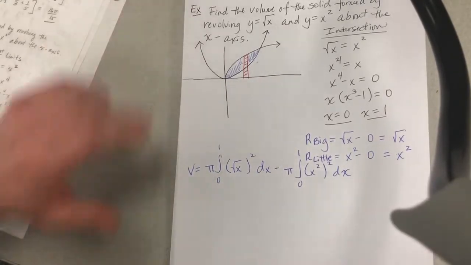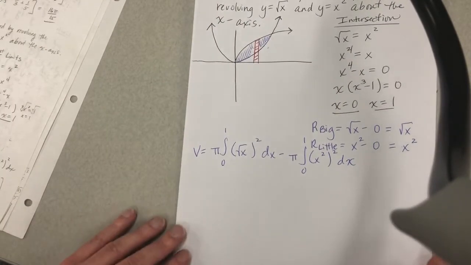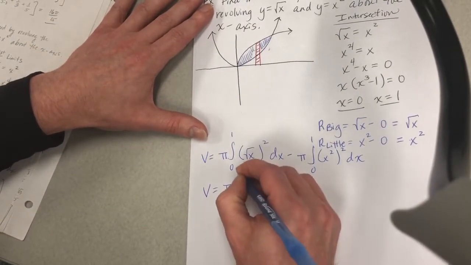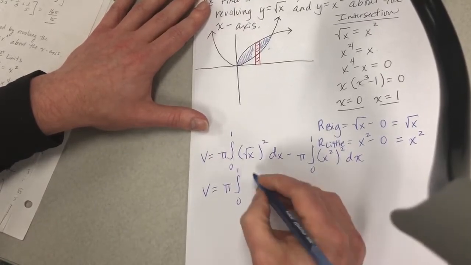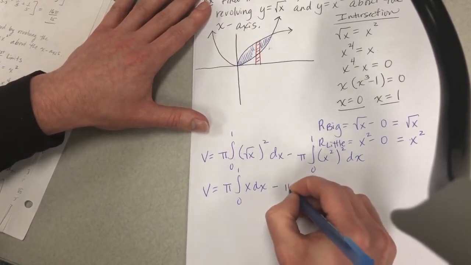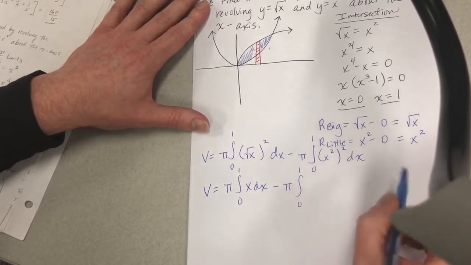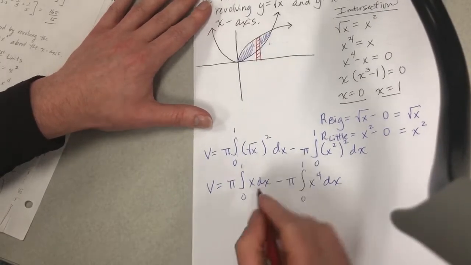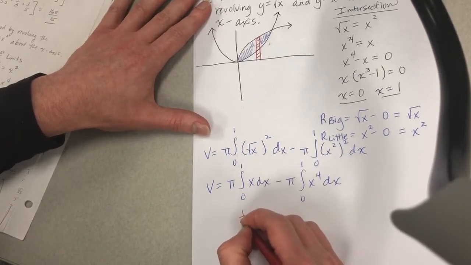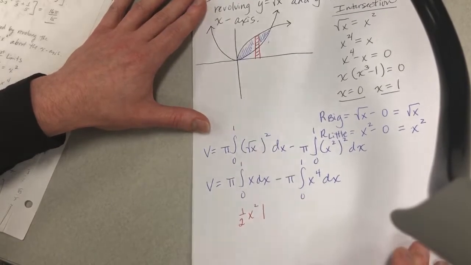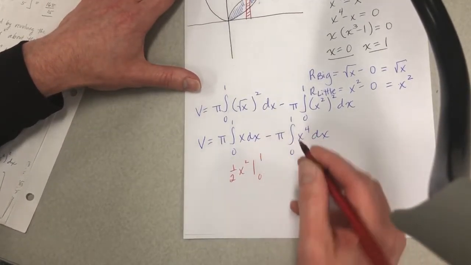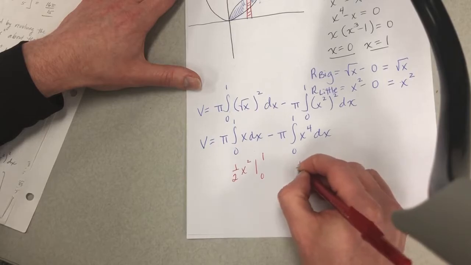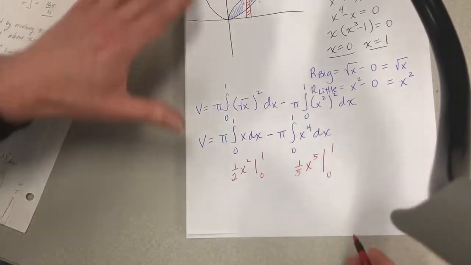Like that. Okay. Now, we're going to evaluate this. We're going to square the square root, which we just get x. And x squared squared gives you x to the fourth. Now, when we go through and integrate this, we're going to get 1/2 x squared from 0 to 1. And then this is going to be x to the fifth, 1/5 from 0 to 1.